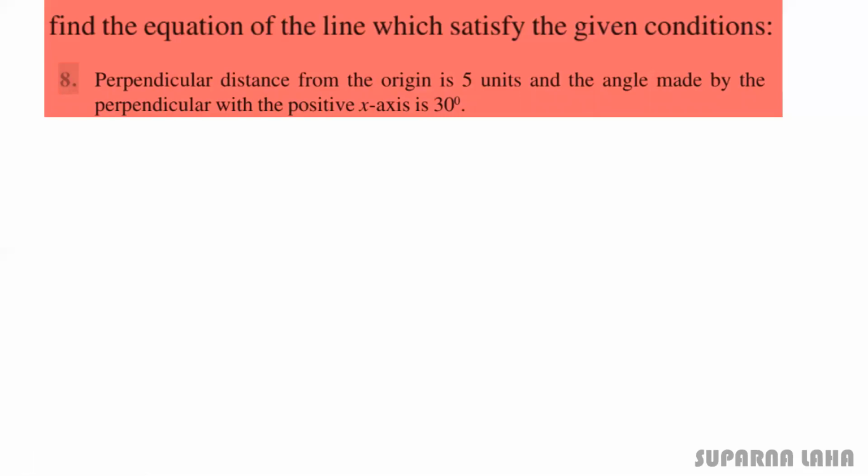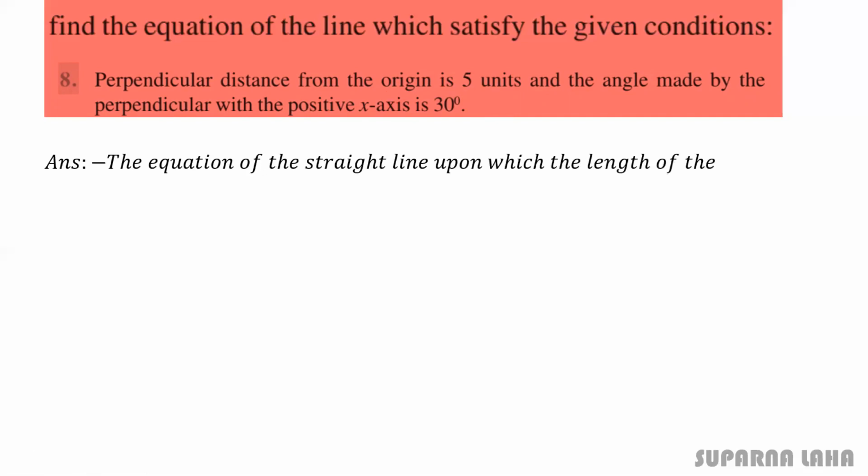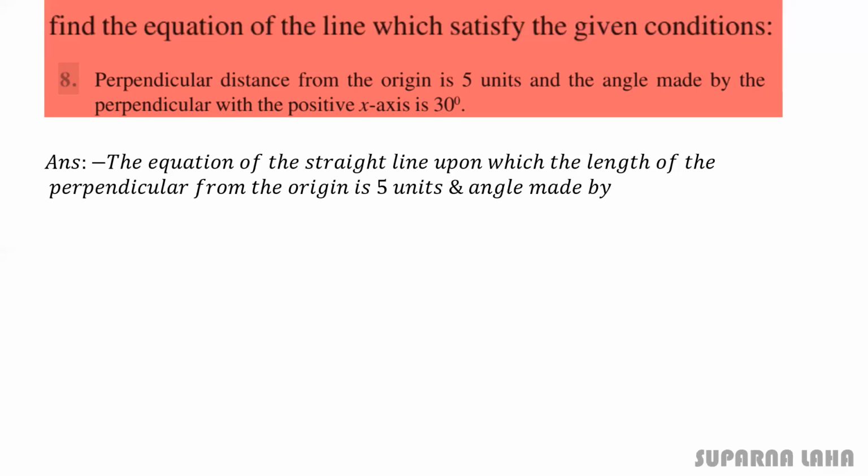Now which form do we have to apply? Normal form, where the perpendicular distance is given from the origin to the straight line and this perpendicular makes an angle of 30 degrees. That is, alpha is given and p is given. So what is the formula? x cos alpha + y sin alpha = p. For that you need to find cos alpha and sin alpha, so cos 30 and sin 30. So write down the form.